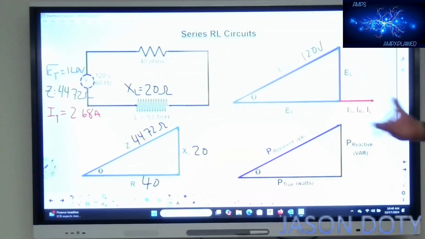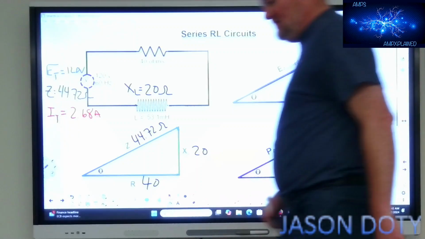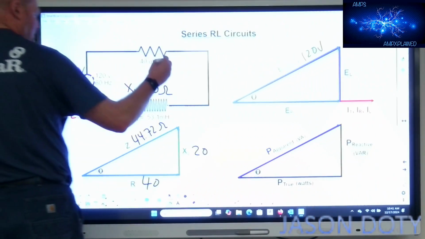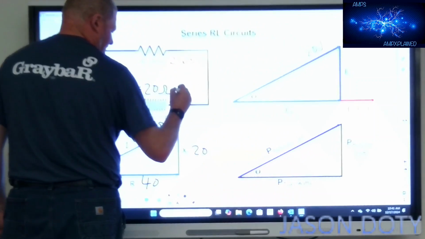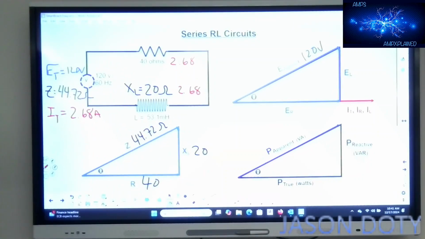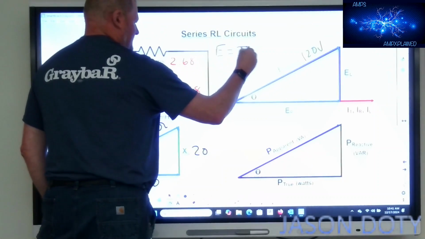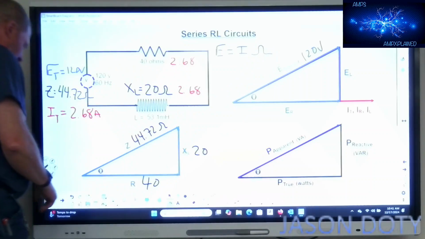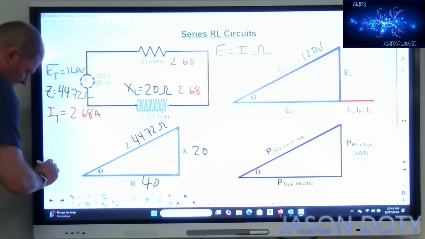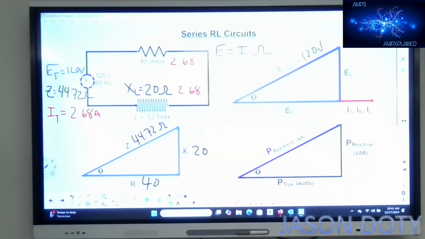So now, how do we figure out how much voltage is applied to the resistor? Well, we use the laws of series circuits. We know everywhere we're going to have 2.68 amps. And if Ohm's law applies, it always applies, we're going to have voltage is equal to resistance, or ohms, or X of L, or Z, times the current will equal the voltage.